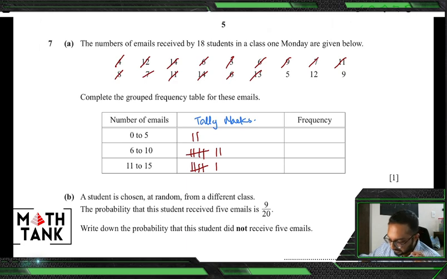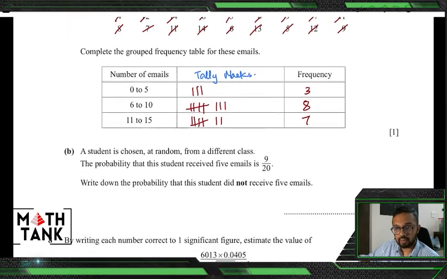So the frequencies are as follows: 3, 8, and 7. That's the total of 18. Yeah, that's the correct answer.